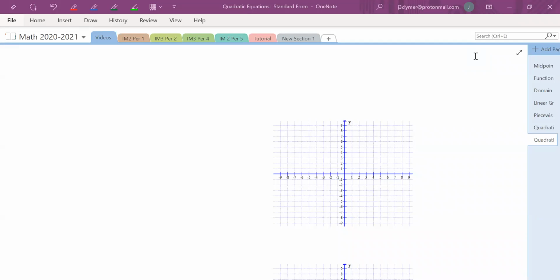All right, in this video, we're going to talk about quadratic equations again, but this time we're going to look at a different form. We're going to look at standard form. So our topic is going to be quadratic equations in standard form.